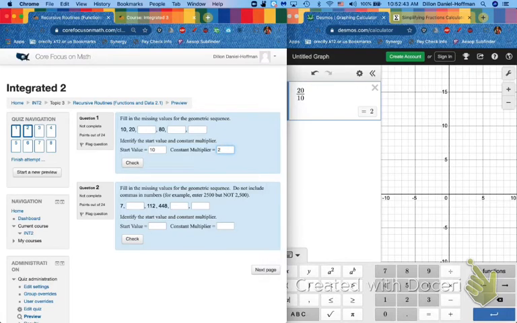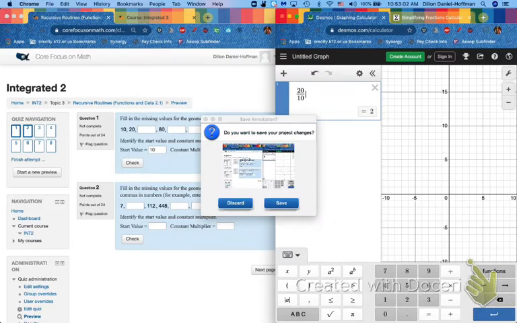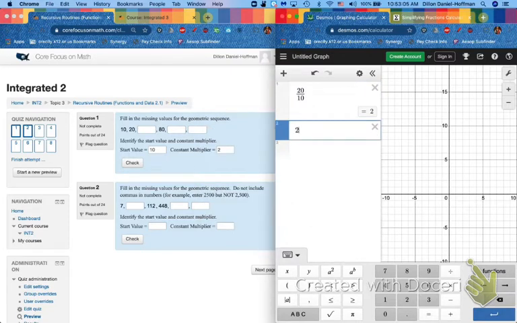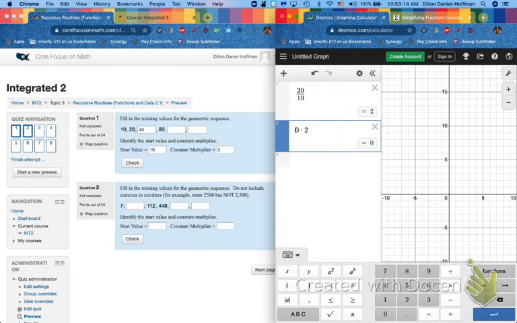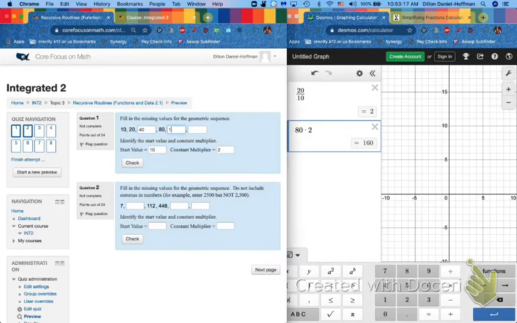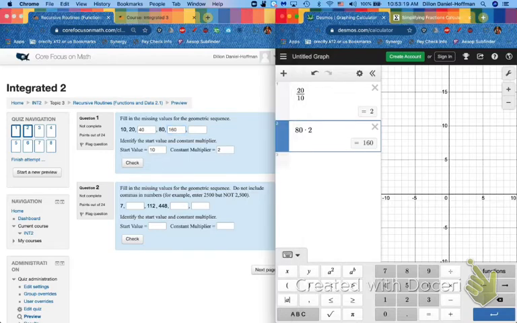And what that means is that as we go from left to right, if we just keep multiplying by 2, we will get all of our answers. So let's do that. We start with 10, 20, so we need the next one. So I do 20 times 2, 40. 40 times 2 is 80. 80 times 2 is 160. 160 times 2 is 320.